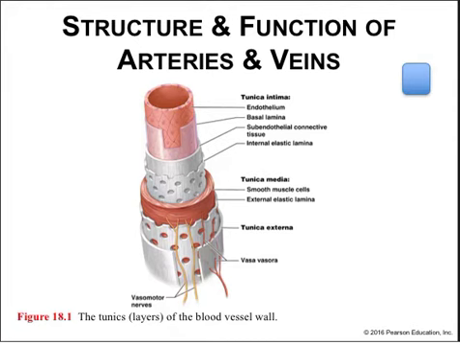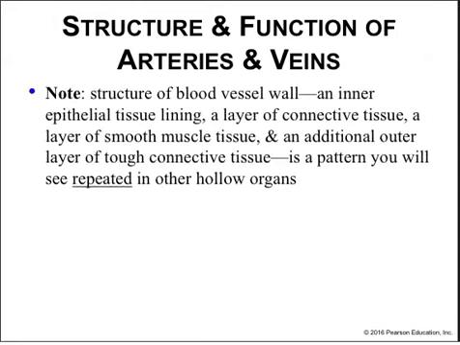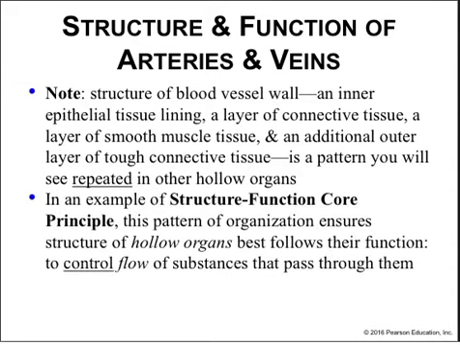They supply oxygen and nutrients to the outer layers of the blood vessels, whose cells are too far away from the lumen to receive oxygen and nutrients by diffusion alone. Note that the structure of the blood vessel wall, which is an inner epithelial tissue lining, a layer of connective tissue, a layer of smooth muscle, and an additional layer of tough connective tissue, is a pattern that you'll see repeated in many other hollow organs, such as the gastrointestinal tract.